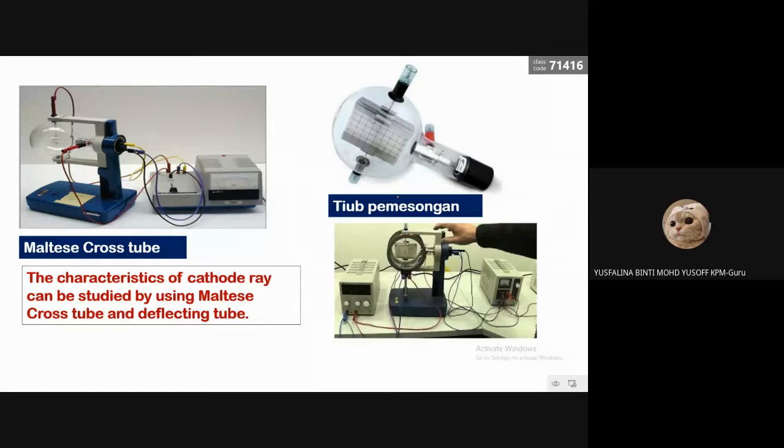The characteristic of the cathode ray can be studied by using a Maltese cross tube and also a deflecting tube. So, what is the characteristic of the cathode ray? Whether it reacts with the magnetic field or not, or does it move in a straight line? Okay, so we see that one.